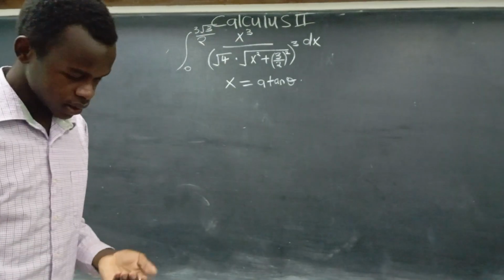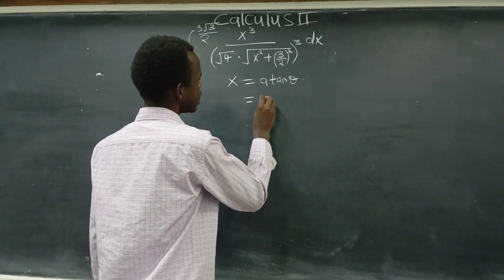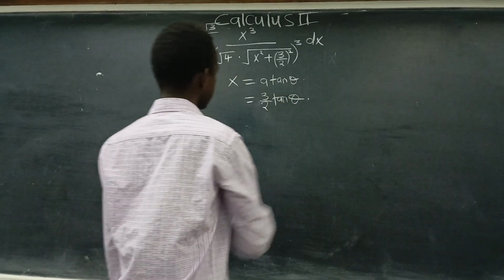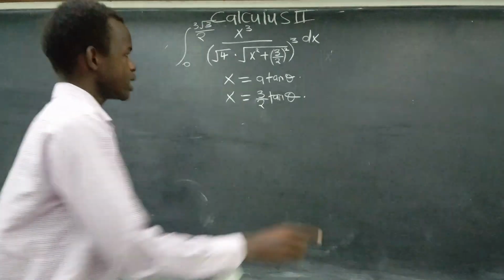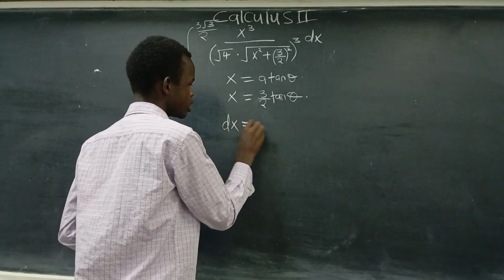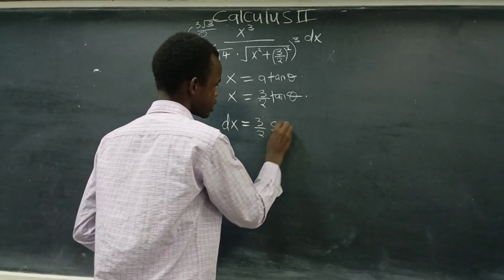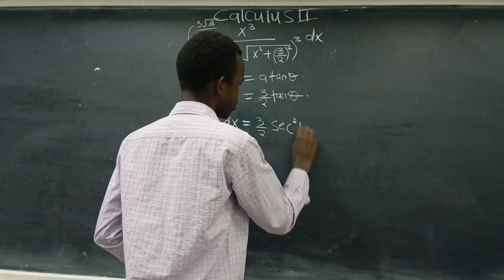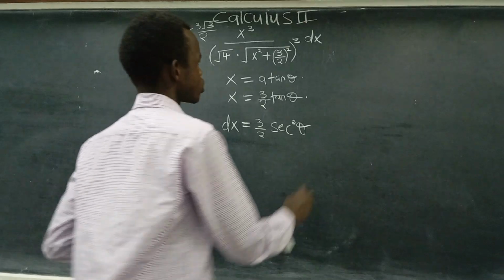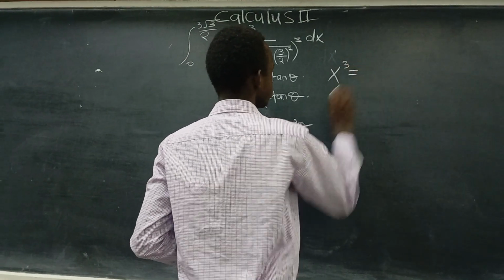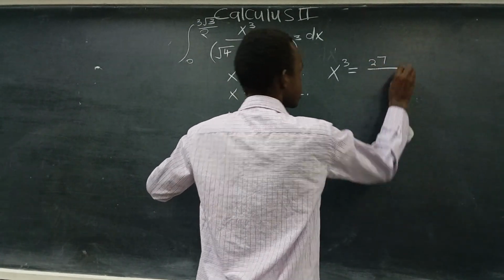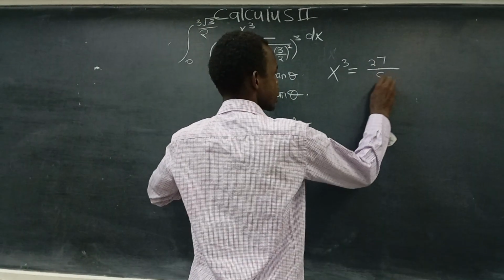So from there, I'll get x as 3 over 2 tan theta, right? That's my x. I have my dx, so automatically I'll have to find my dx again. I'll get my dx to be 3 over 2 secant squared theta. Again, I have my x cubed, so I'll have to get my x cubed. Multiplying this, cubed of 3 is 27, divided by cubed of 2, which is 8, okay?